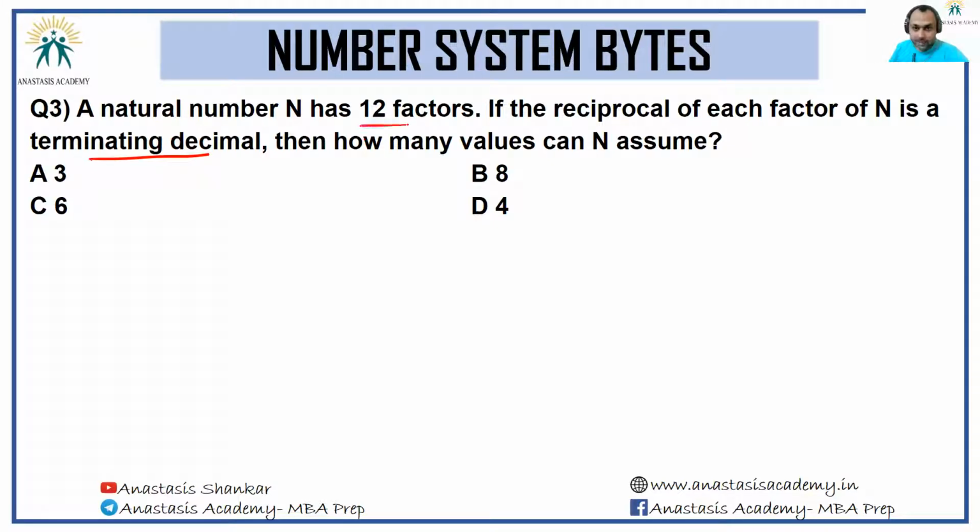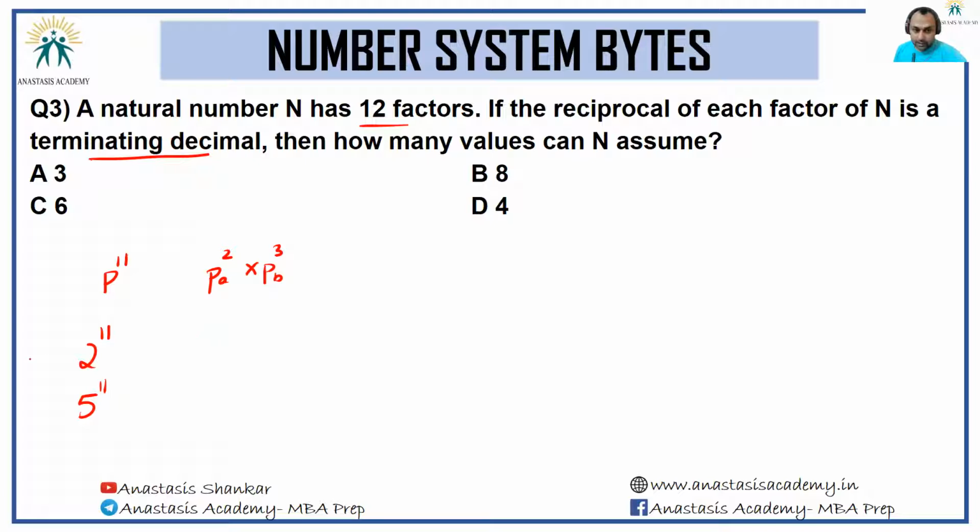If a number has 12 factors, it could either be a prime number raised to the power 11 or some prime number raised to the power 2 into some other prime number raised to the power 3. I can't take any other case because the prime numbers involved can only be 2 or 5. Otherwise we will not get a terminating decimal number. These are the only 2 cases I have to check. From the first I get 2 cases: 2 raised to the power 11 or 5 raised to the power 11. In both these, every factor will be a terminating decimal number.